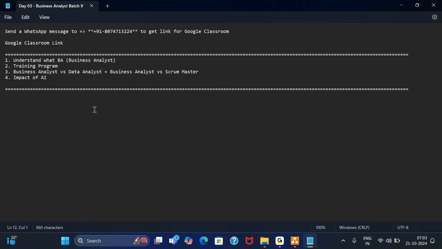Now, one other thing that we wanted to cover was how a business analyst is different from a data analyst. Also, how a business analyst differs from Scrum Master. As I indicated earlier, since I'm not feeling well, my voice may be a bit hazy. In case you require clarification on any point, let me know. Now the last point will be on what impact artificial intelligence can have on business analysts.